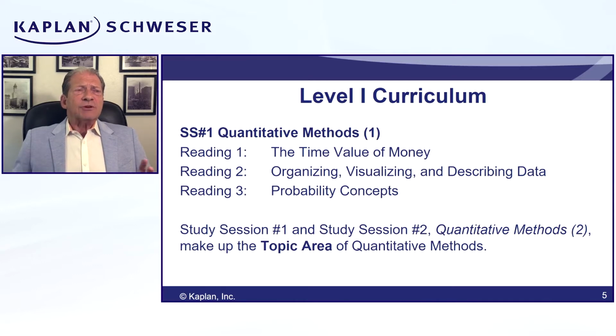So as an example, here's our first study session at Level 1, Quantitative Methods. Now there are 3 readings in this study session: time value of money, organizing, visualizing, and describing data, and probability concepts. Together with the second study session, Quantitative Methods 2, this makes up the topic area of quantitative methods. And it's these topic areas that we'll look at when we look at the exam weights.